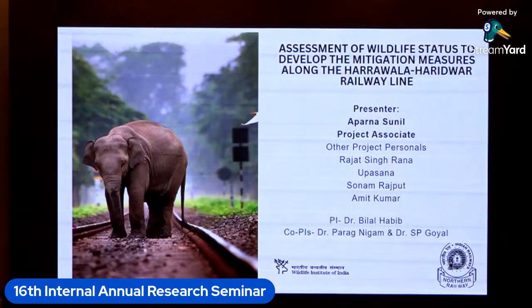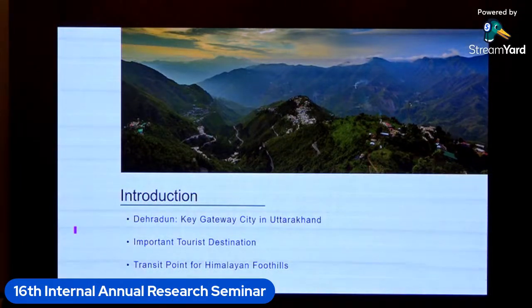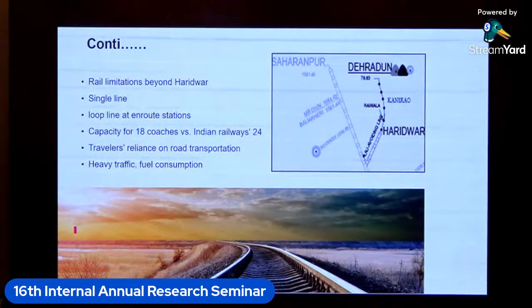Today I'll be speaking about the assessment of wildlife status to develop mitigation measures along the Harawala-Haridwar railway line. Dehradun is a key gateway city in Uttarakhand for hill-dwelling people to travel from one place to another. It is an important tourist destination and a transit point for the Himalayan foothills. However, Dehradun has limited railway connectivity.